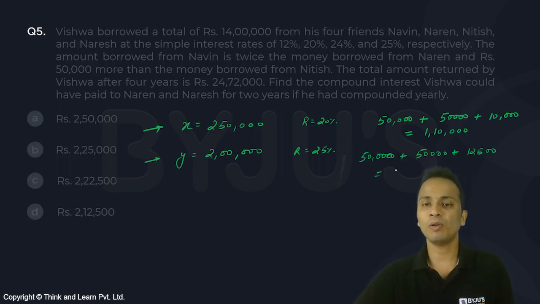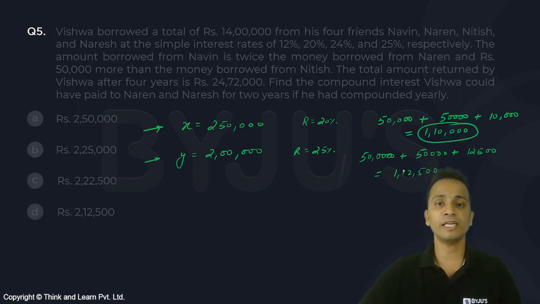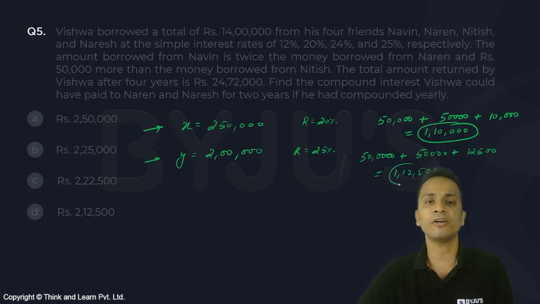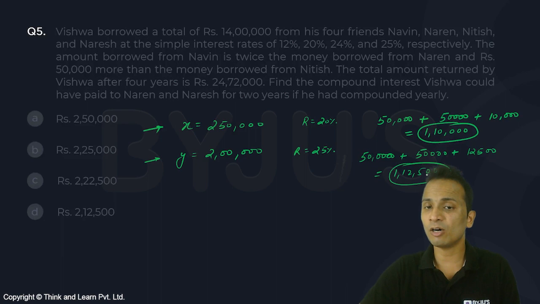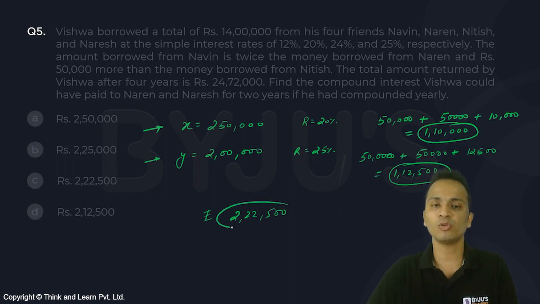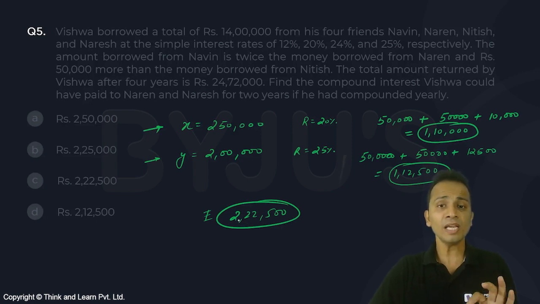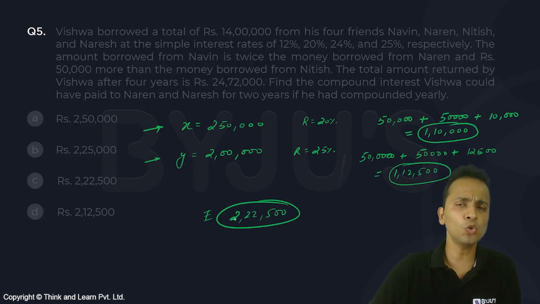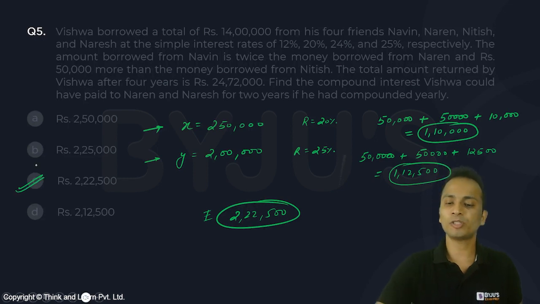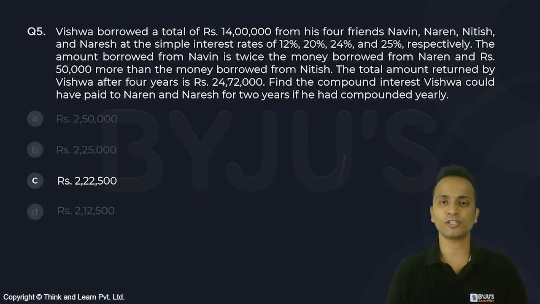Now this total value will become 1,12,500. So the interest from Naren is 1,10,000 and the interest from Naresh is 1,12,500. Adding these two, 1,10,000 plus 1,12,500 will become 2,22,500. This is the total interest that will be generated if the money had been invested for 2 years on compound interest, compounded annually. So 2,22,500, that is option C, is the correct answer for this question.